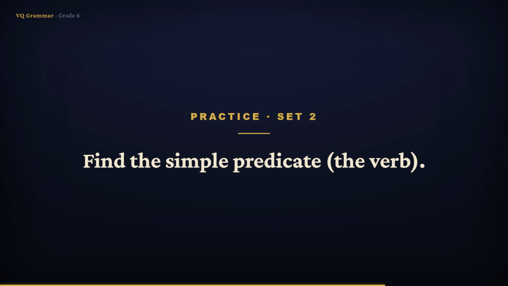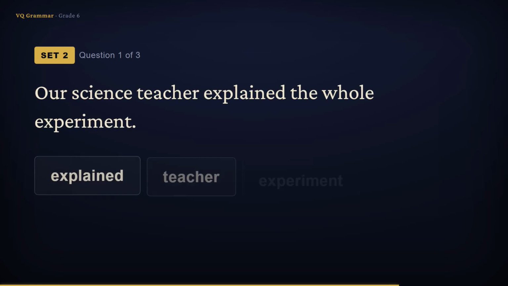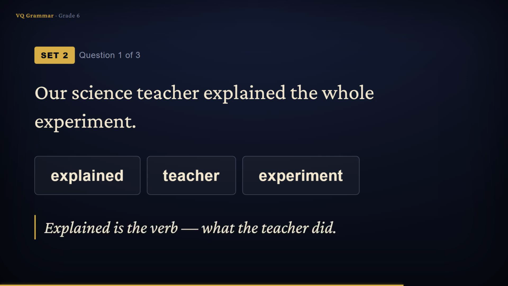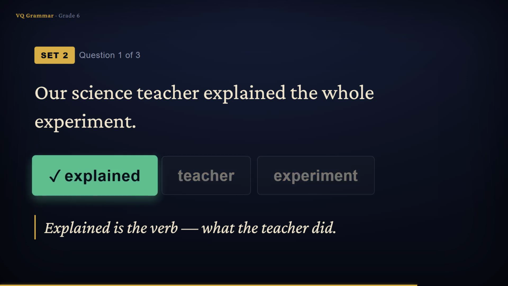Now find the simple predicate. Remember the rule. The simple predicate is always a verb, the action word that tells what the subject does or is. Pause and try each one before I answer. Our science teacher explained the whole experiment. The teacher is the subject, the doer. We want the action word. What did the teacher do? She explained. Explained is the verb, so it's the simple predicate. So the answer is explained.